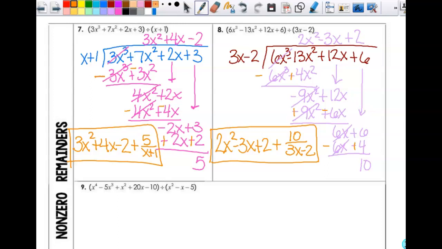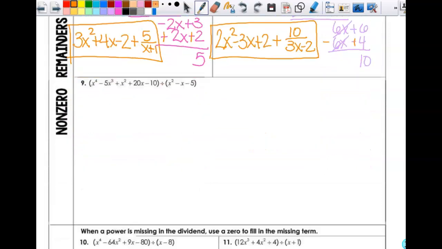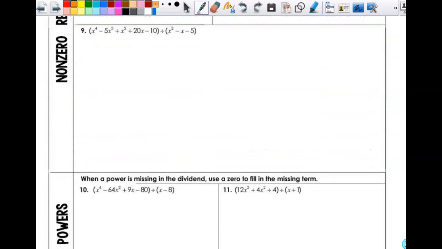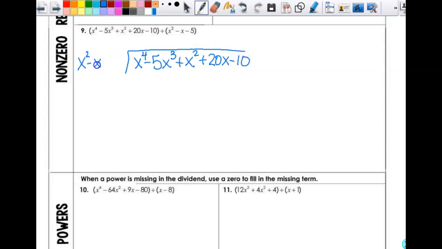All right, so we're going to work through number 9 together. Number 9, we're dividing by a trinomial, which really doesn't change the whole process, but we're still just going to do it together for the sake of having done one. So underneath, I'm going to have x to the 4th minus 5x cubed plus x squared plus 20x minus 10. On the outside, I have x squared minus x minus 5.